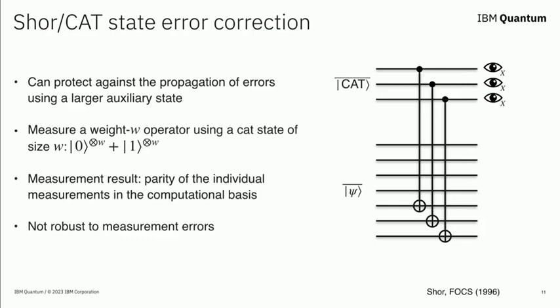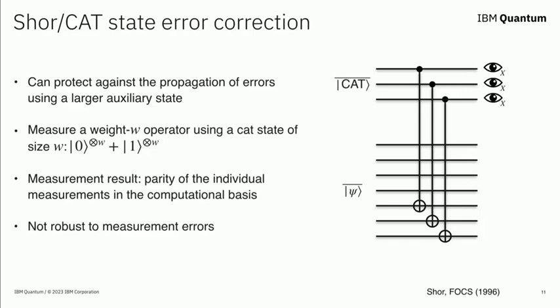Okay, so Shor error correction, sometimes referred to as cat state error correction, is the idea that if you want to measure some weight W operator, you prepare a cat state of size W, and then you do this transversal CNOT operation, and then take an individual readout of each of the qubits of your cat state, and take the joint parity to determine the measurement result. So this would be an example of measuring a logical X in, say, the 7-qubit Steane code.